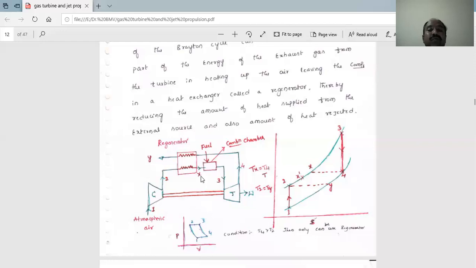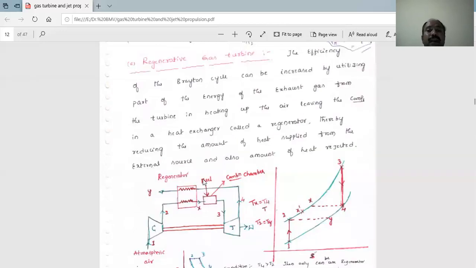Then Tx is equal to T4. What is the amount of heat leaving to the atmosphere? That is the exhaust gas, once again passed to the exchanger. That is T4 equal to Tx. Like that only you should draw the regenerative gas turbine TS diagram.